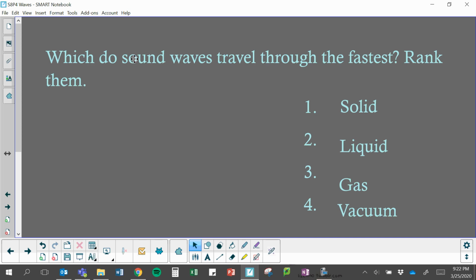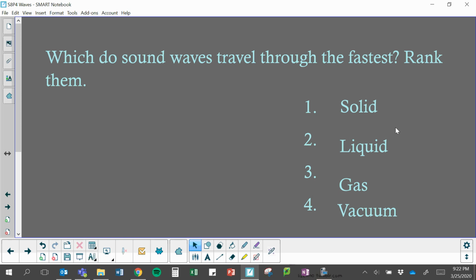Okay, so for sound waves, it's going to travel fastest through a solid. We can remember this from doing the activity in class with our telephone that we made out of cups and string. Then after that, it's going to be liquid and gas. And then at the very end is a vacuum because sound cannot travel in a vacuum at all.